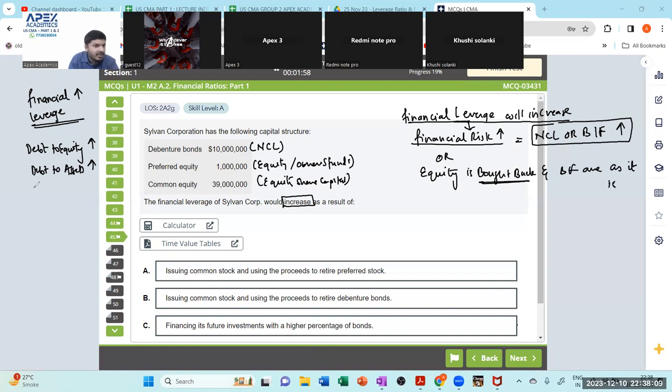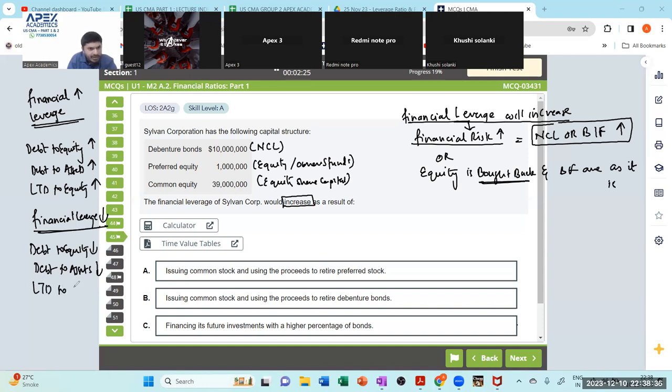You need to understand that long-term debt to equity has increased, right? And where financial leverage has fallen, you need to understand that debt to equity ratio has fallen, debt to assets has fallen, and long-term debt to equity has also fallen. Do you agree with the analogies that I have made over here? Yes or no? Please tell me that.